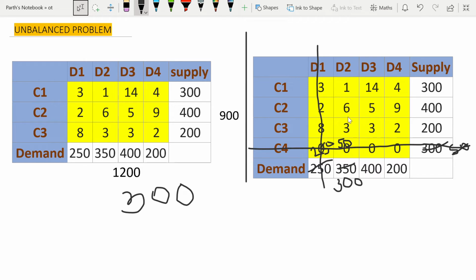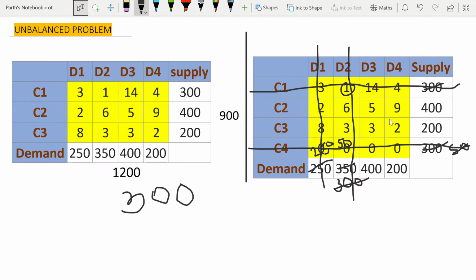Now we'll see it in iteration 3. We'll see for minimum in these blocks. So it is this one. So 300 and 300 allocation for this one. 300 and 300 it is the same. So we'll cancel out both first column and C1 row.